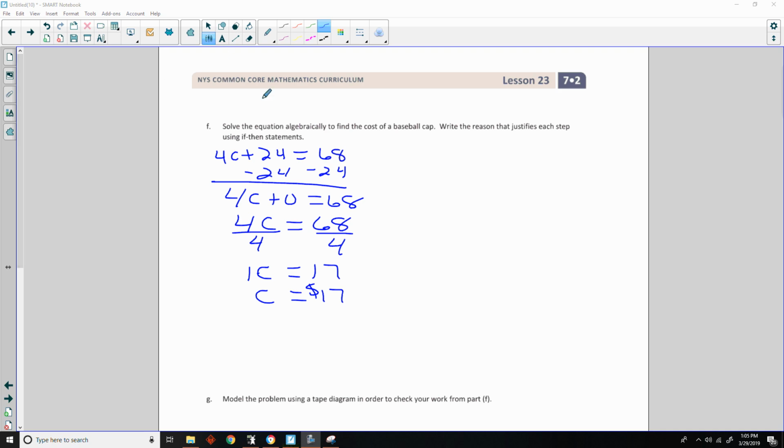Okay, and I made a mistake here. I was talking and wasn't thinking at the same time. I guess I can't talk and think at the same time. So if I subtract 24 from 68, I don't get 68. 8 minus 4. Ay caramba. 8 minus 4 is 4. 6 minus 2 is 4. So then I have 44 divided by 4, and that is not 17. That is 11. So 1C equals 11, therefore C equals $11. So one baseball cap equals $11.